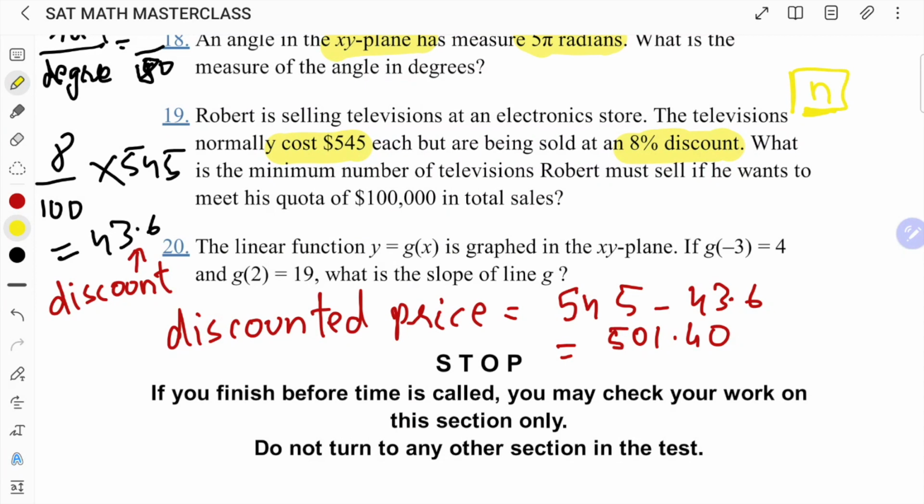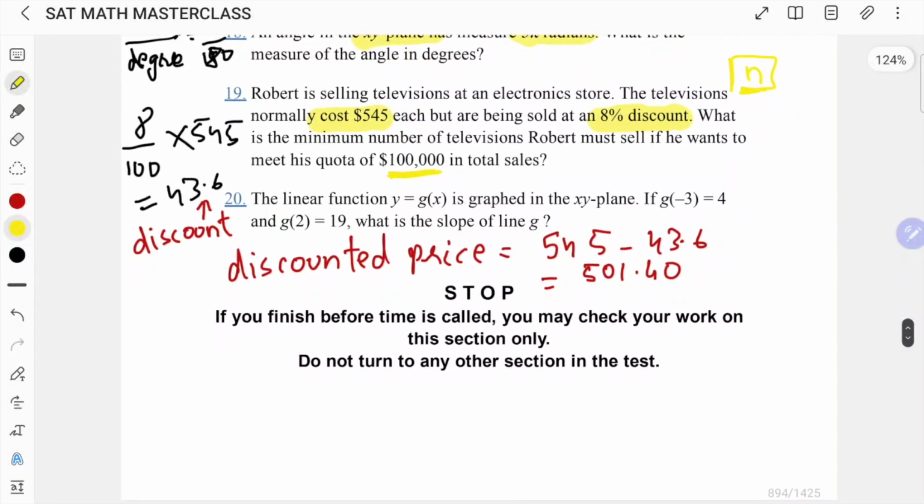So now let variable n be the number of televisions sold. Alright, now remember, he has to hit a quota of $100,000. Let me just write it a bit down. So we know that n has to be greater, so this is his minimum, he must meet it. So n must be greater than or equal to.